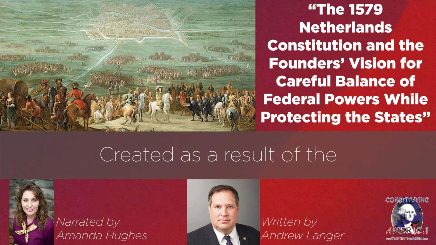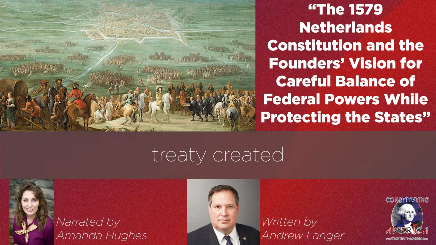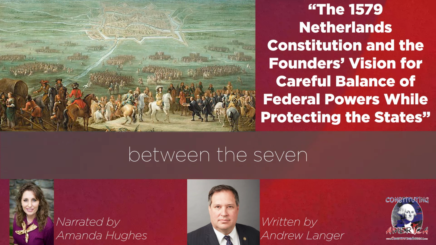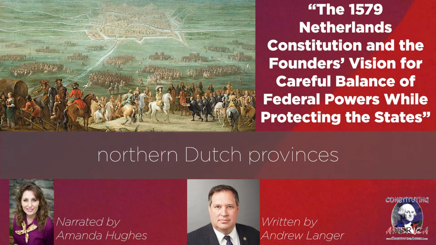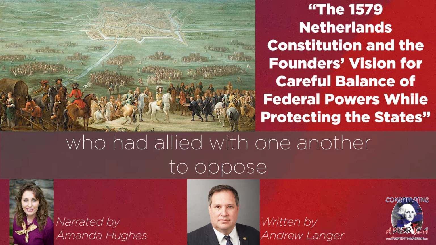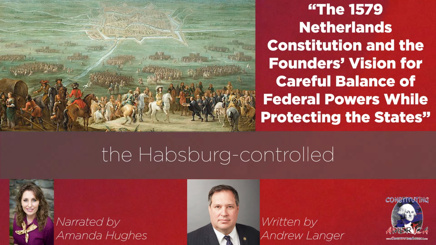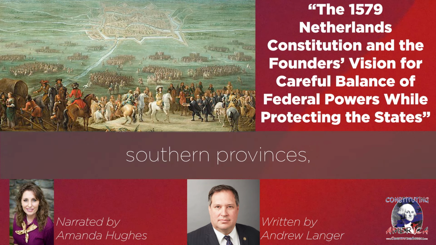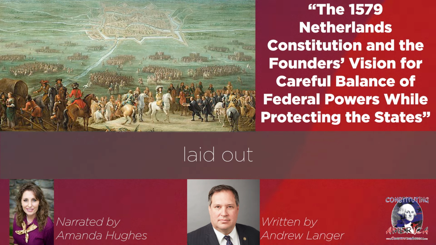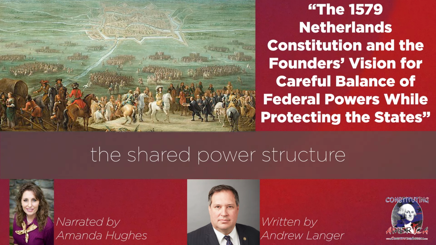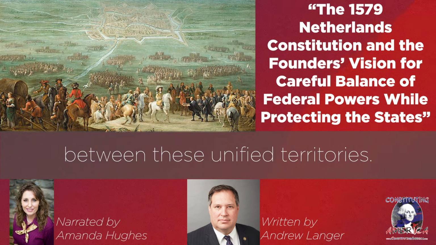Created as a result of the Union of Utrecht, a treaty created between the 7 northern Dutch provinces who had allied with one another to oppose the Habsburg-controlled southern provinces. This constitution laid out the shared power structure between these unified territories.